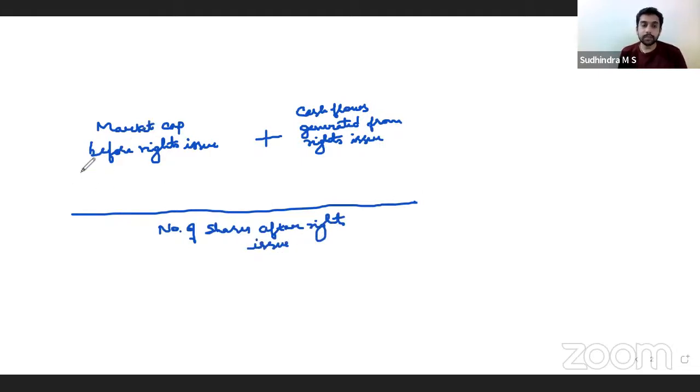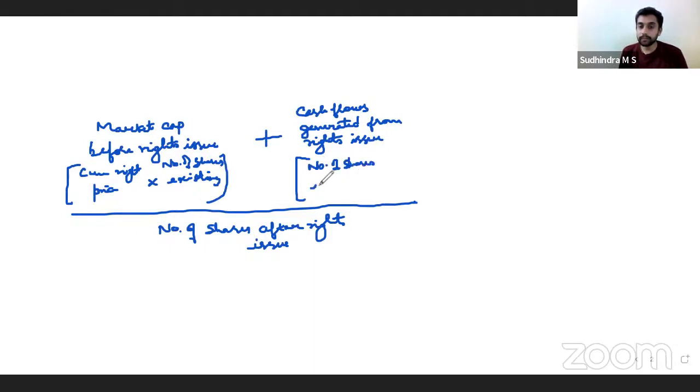So this market capitalization before rights issue is cum-right price into number of existing shares. Cash flows generated from rights issue is number of shares issued into issue price.